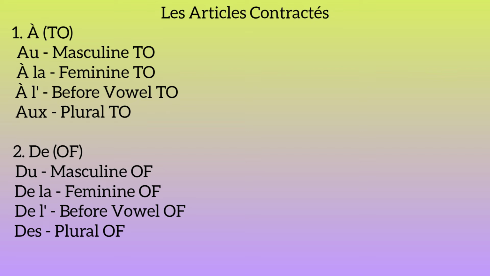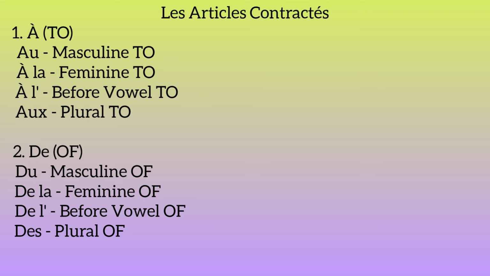Now let's start with the second family, de family. De is called as of. Now there are four types of of in French: du, de la, de l apostrophe, and des. Du is a masculine of which is only used for masculine words. De la is a feminine of which is only used for feminine words. De l apostrophe is used for the words beginning with a vowel, and des is a plural of, which means it is used for the words that are plural.